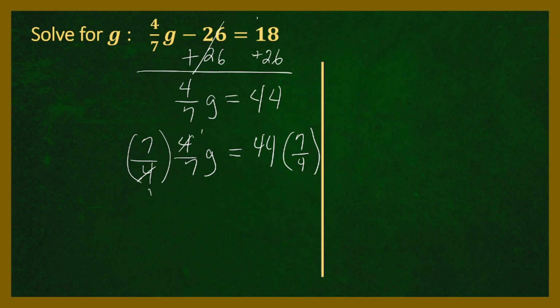So when we reduce our fractions here, we are left with G on the left side is equal to, and on our right side, when we reduce our fractions, we have 11 times 7 is equal to 77. So now we have G is equal to 77.